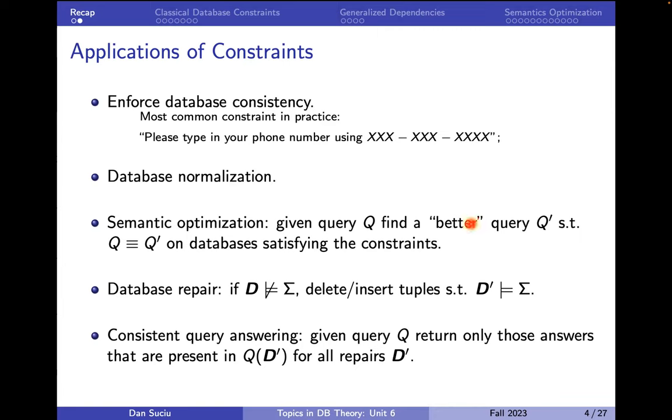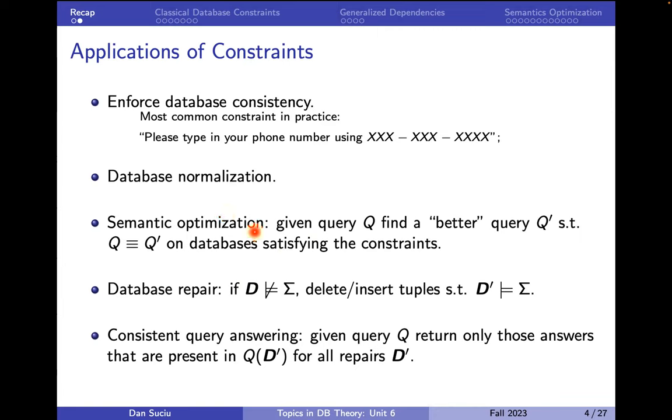The second application, which we are not discussing, is database normalization. You use the functional dependencies in particular, or the multivalued dependencies, to redesign your data. And that's a topic that you should be aware of. We are not going to discuss it. The things that are interesting for us are semantic optimization and the other two.